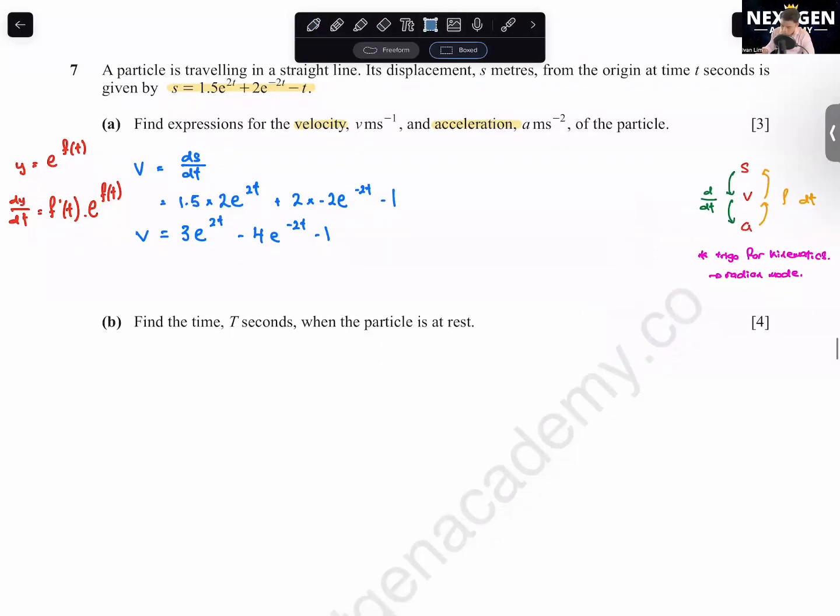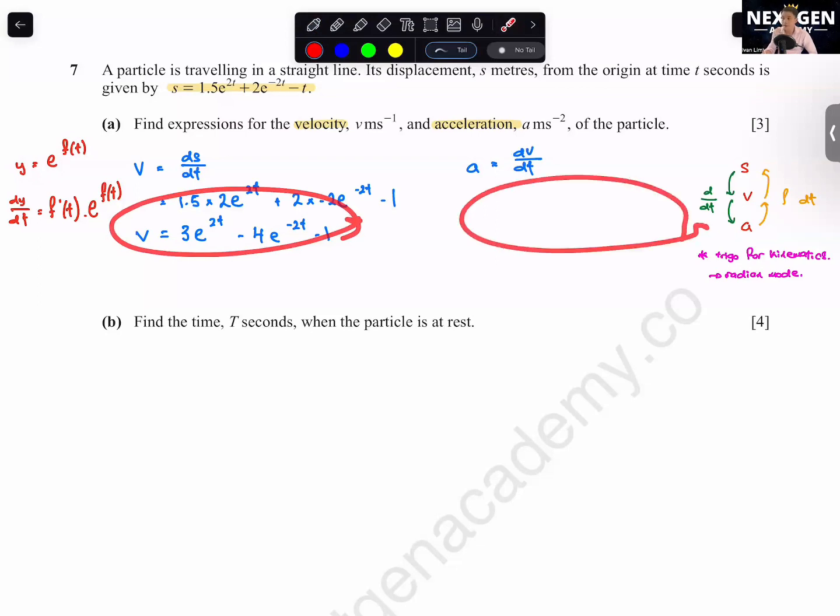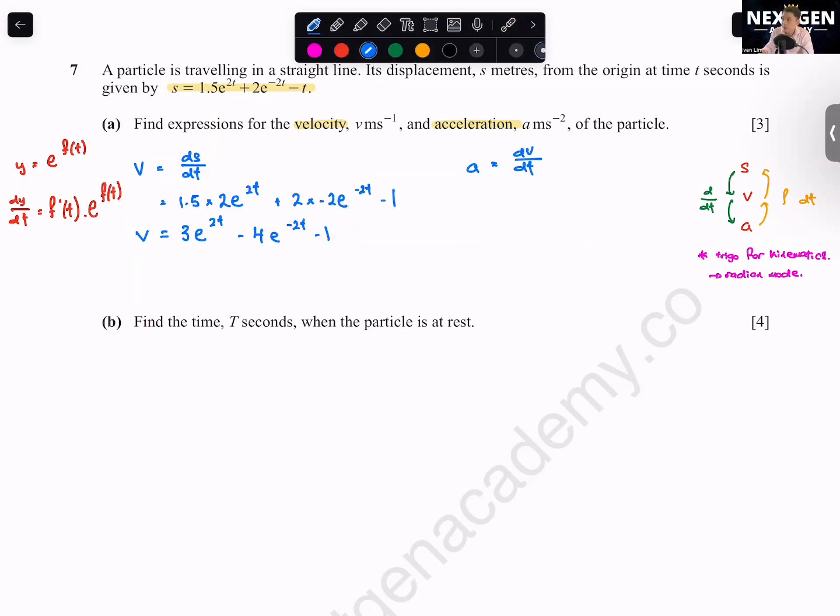What is your a? For a, you're going to differentiate your v, so dv over dt. This part here, you all double check, triple check, because if this part is wrong, the next part will also be all wrong. Be very, very careful. So differentiate v, and I just straight away find the a value. a equals 6e^2t plus 8e^-2t.